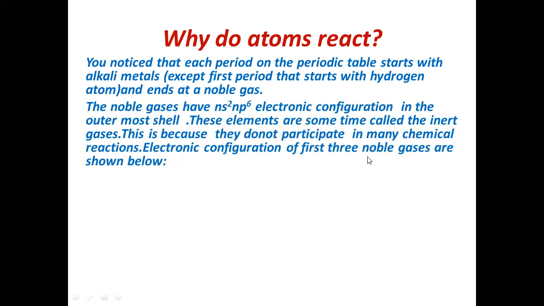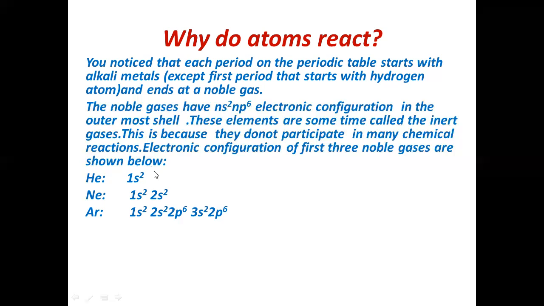Electronic configurations of the first three noble gases are shown below. The first three elements of group number 8 are helium, neon, and argon. The configuration for helium is 1s2, and for neon is 1s2, 2s2, and 2p6, because the atomic number of neon is 10. So it has 2 electrons in the first shell and 8 electrons in the second shell. Then argon is 1s2, 2s2, 2p6, 3s2, 3p6, total 18 electrons. So the atomic number of argon is 18.